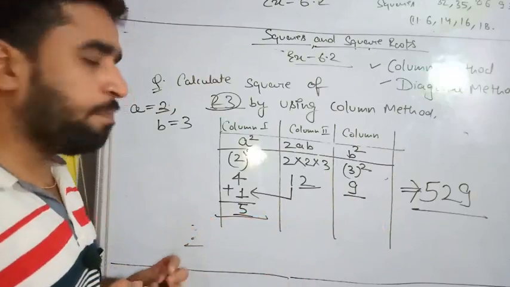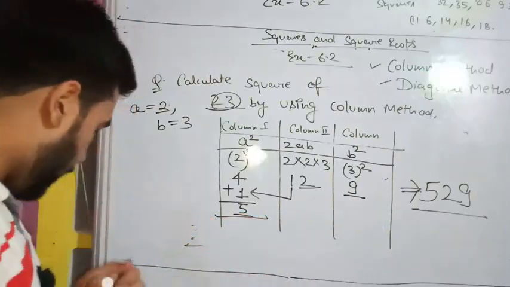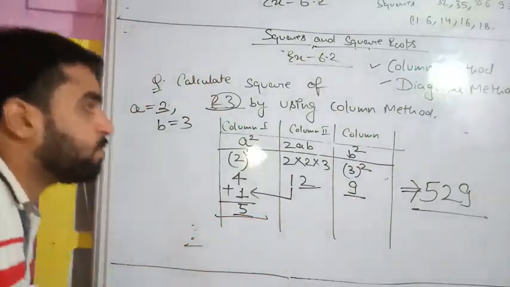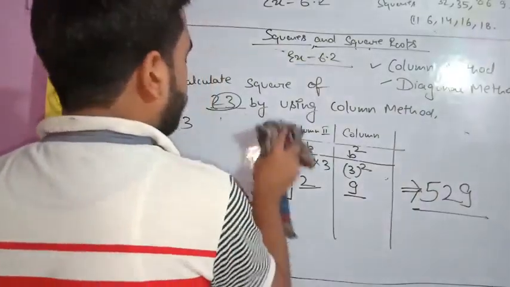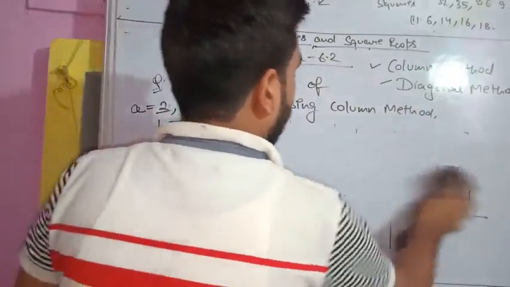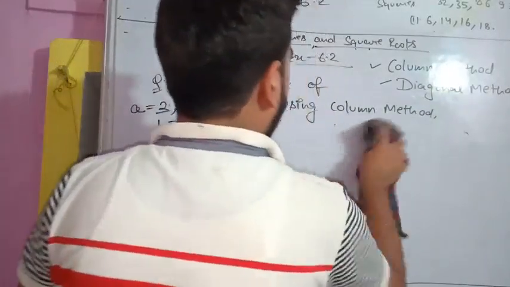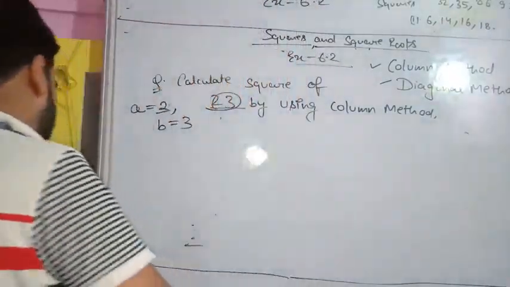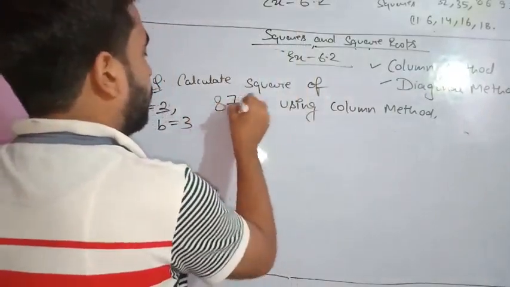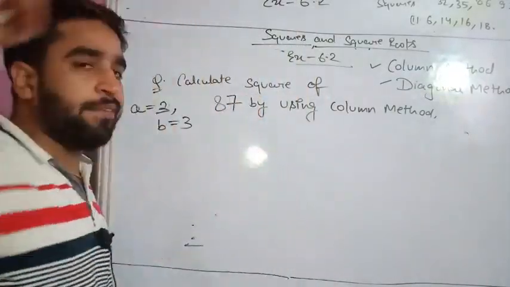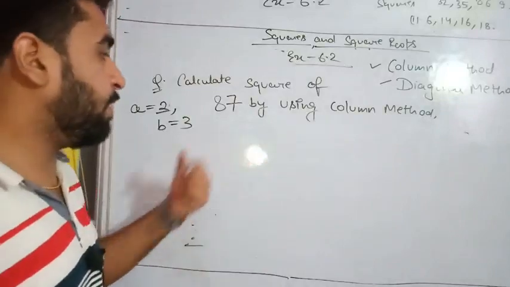Now students, you might have doubt in this. So we are going to solve one more question based on the same method so that you will become more familiar. So let us take any other number and we will solve it by column method only. Suppose 87. Find the square of 87 by using column method.